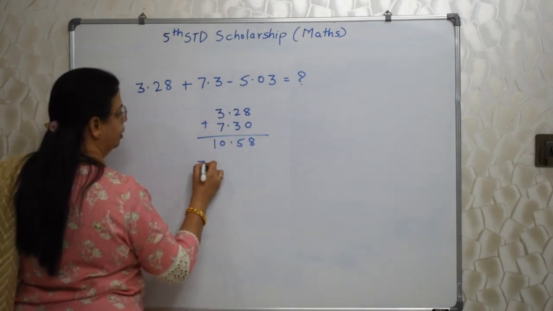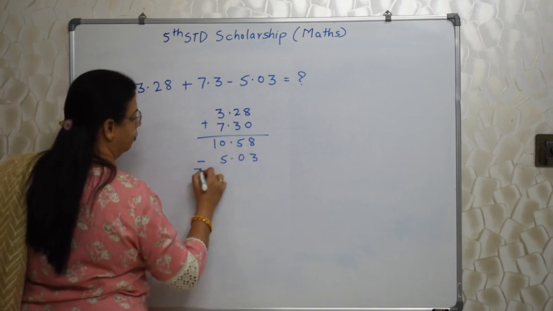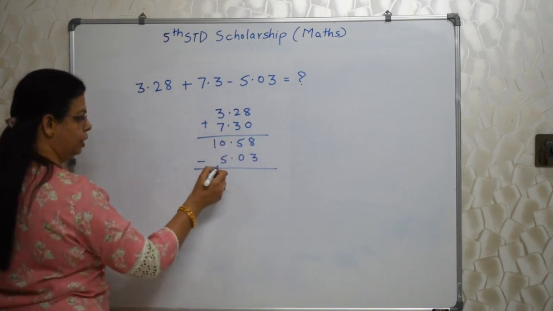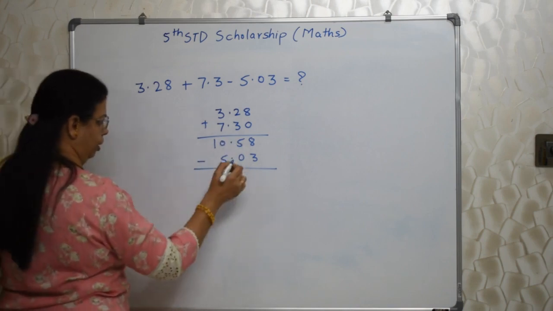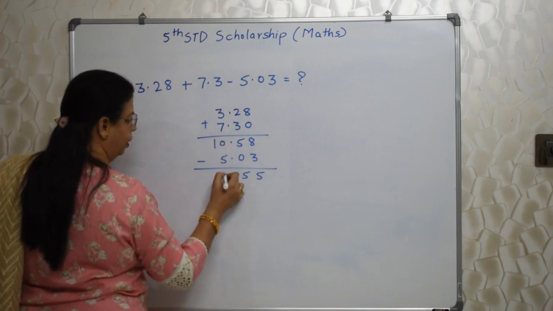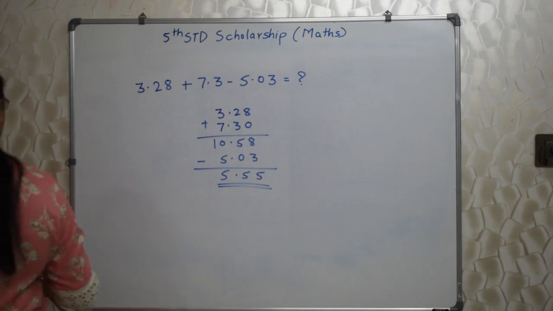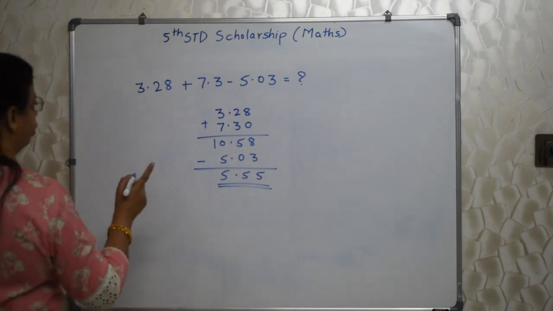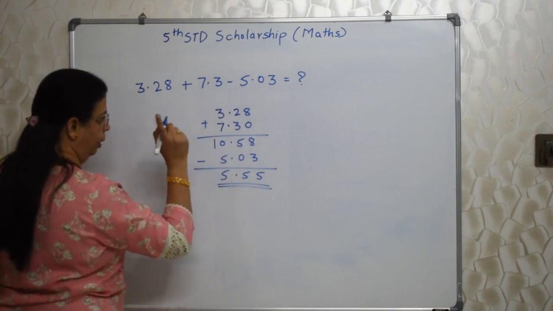Then you subtract. Under the 5 point, write 0.03. Now once you follow this point instruction, subtraction is normal. 8 minus 3, 5. 5, 10 minus 5, 5. So, this is the answer. Very, very easy. I have included this sum in this video because I want you to pay attention to this rule: point under point.